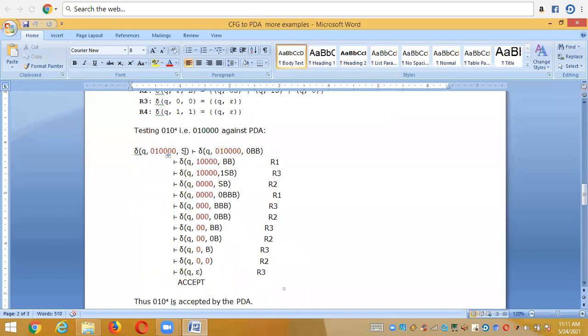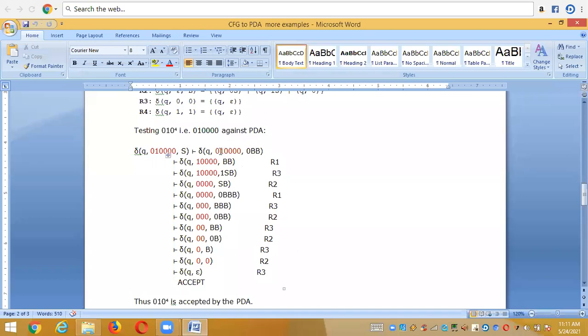but my stack symbol is S. So what I need to do is substitute or replace it with the right-hand side of the production of S. S is defining 0BB, right? So I'm substituting 0BB in the place of this S. Now my stack becomes 0BB. That means my top of the stack contains 0, right? So now I am reading this. This is 0 and this is 0.